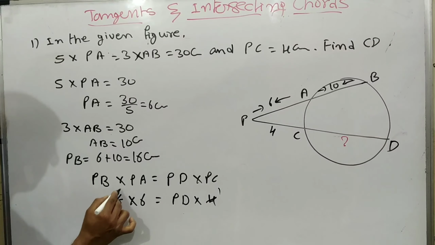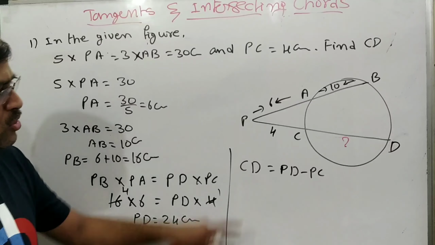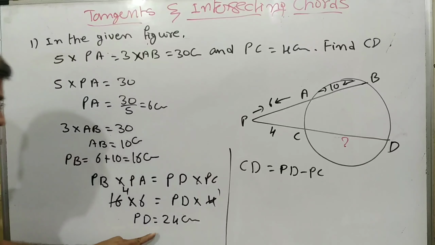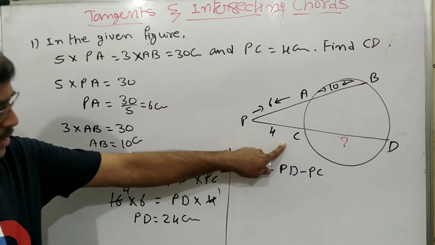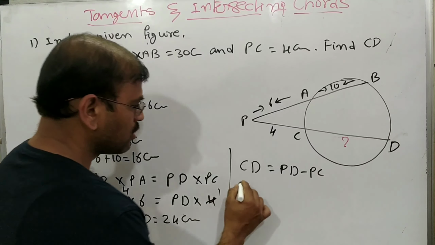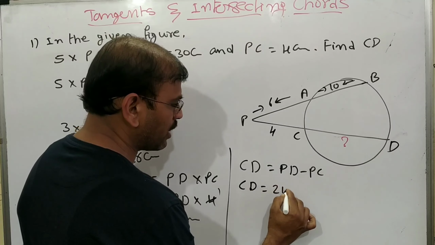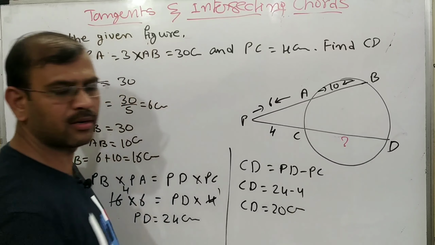How will I get the CD? CD I can get as PD minus PC. So the total length I got as 24 centimeter. Now the PC value is 4. This 4, if I subtract from the 24, I will get the length of the CD. So CD equal to 24 minus 4, CD equal to 20 centimeter.